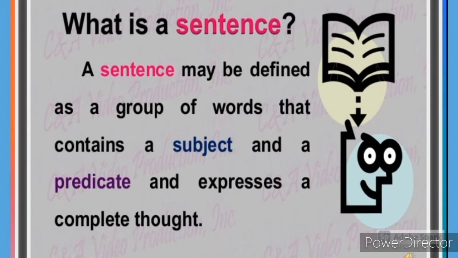Before we learn about the types of sentences, it is important to know what a sentence is. A sentence may be defined as a group of words that contains a subject and a predicate and expresses a complete thought. So a sentence is a group of words which has a subject and a predicate, and it expresses a complete thought.